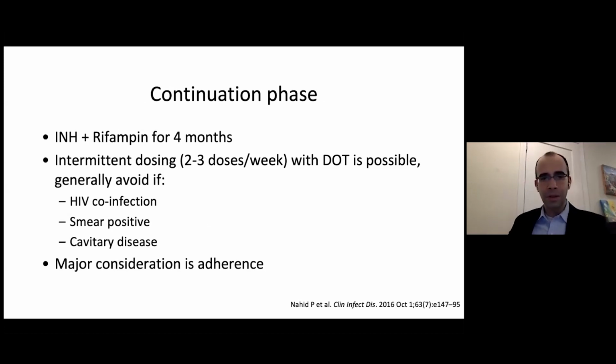It is possible per the guidelines to get intermittent dosing with directly observed therapy. In practice, we generally avoid this. In the US, we generally do daily therapy, and especially if people have HIV co-infection or they have higher burden disease, so smear positive or cavitary disease. And a major consideration, again, is adherence, which is why DOT is mentioned there.